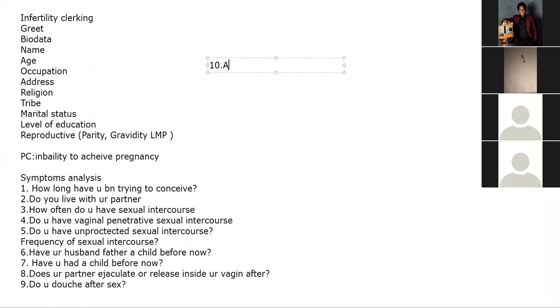So ask, are you in a polygamous or monogamous family? You want to be sure. It's a very important question. So what other thing do you want to ask, doctor? What other thing? So in summary, this is enough.